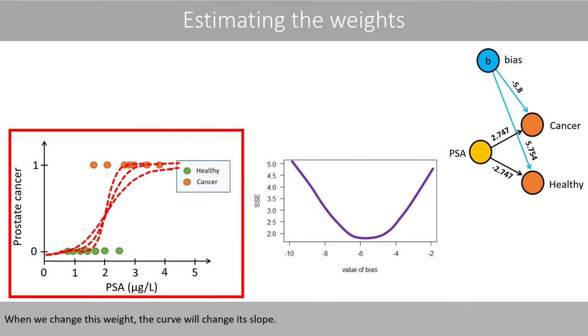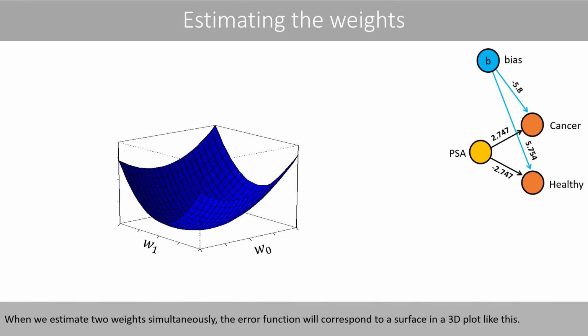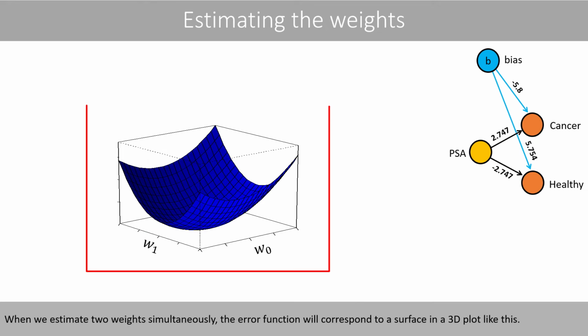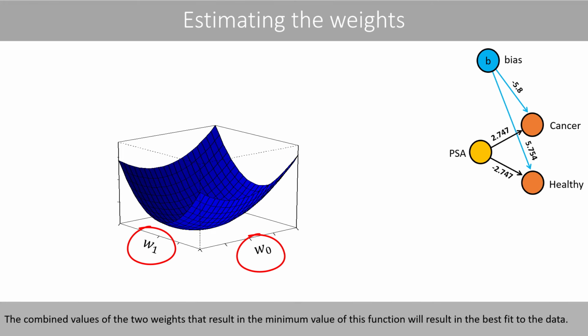When we change this weight, the curve will change its slope. When we estimate two weights simultaneously, the error function will correspond to a surface in a three-dimensional plot like this. The combined values of the two weights that result in the minimum value of this function will result in the best fit to the data.